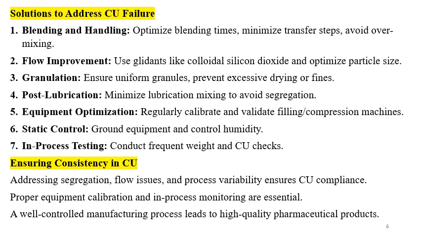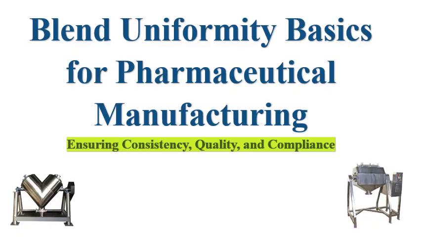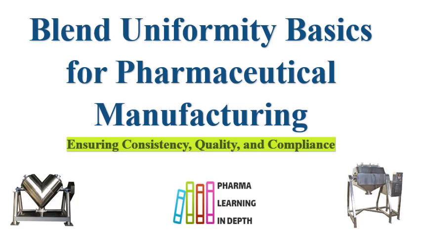Ensuring consistency in CU: addressing segregation, flow issues and process variability can ensure CU compliance. Proper equipment calibration and in-process monitoring are essential for the improvement of CU. So a well-controlled manufacturing process can give you high quality products and can help you to solve the problems of failure in CU, though the blend uniformity is passing.